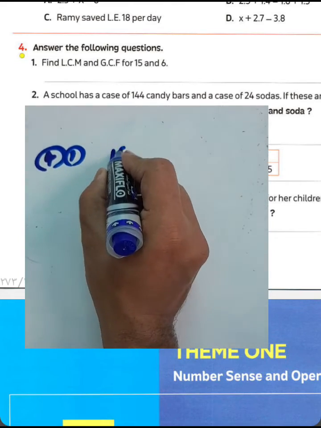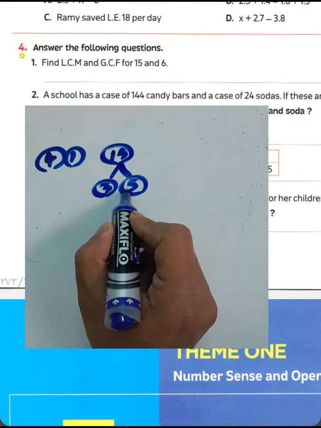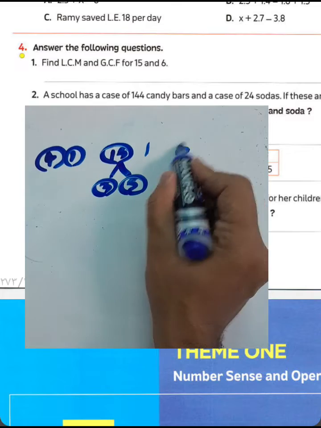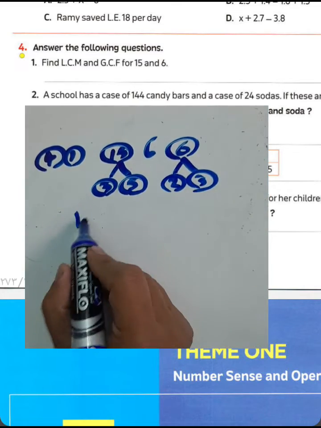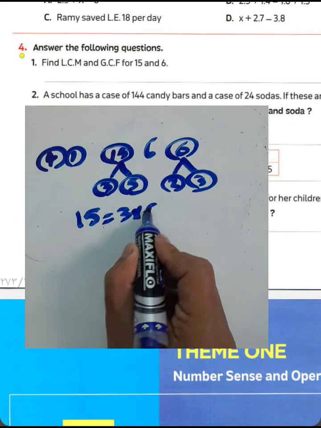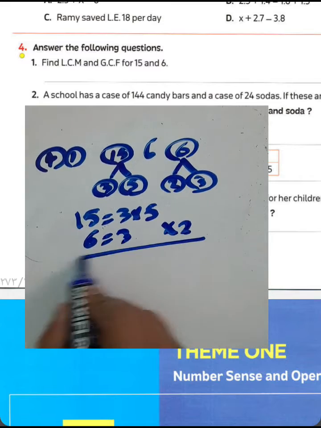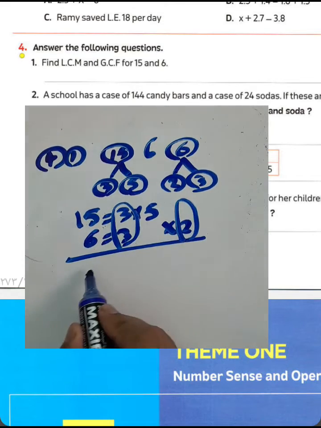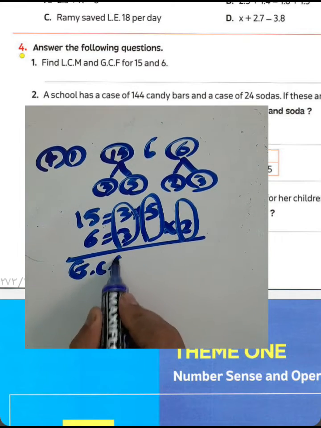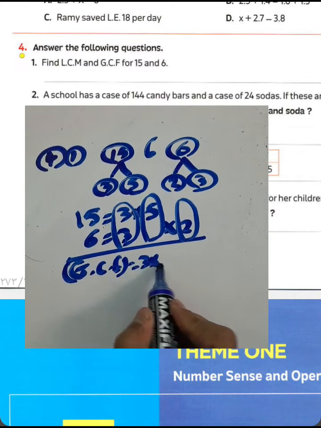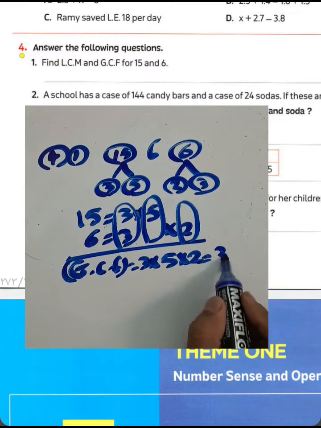Or you can use factorization. 15 equals 3 times 5, and 6 equals 2 times 3. Then write 15 equals 3 times 5, and 6 equals 3 times 2. Draw circles here to find the greatest common factor. 3 times 5 times 2: 3 times 5 is 15, 15 times 2 equals 30.